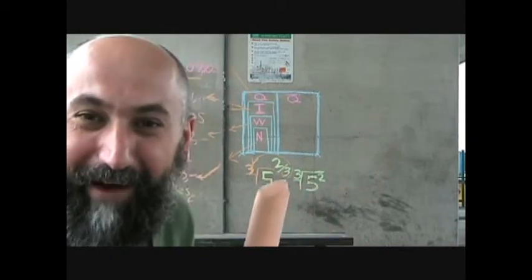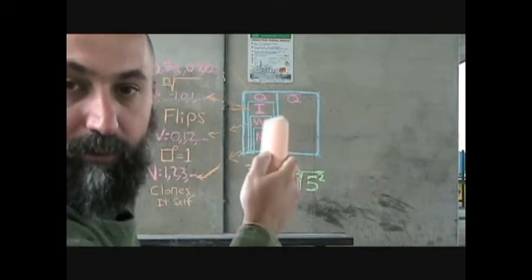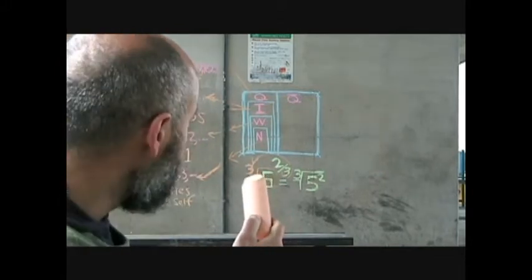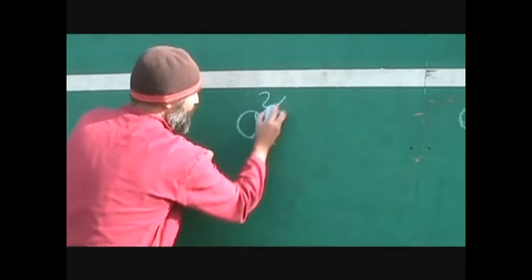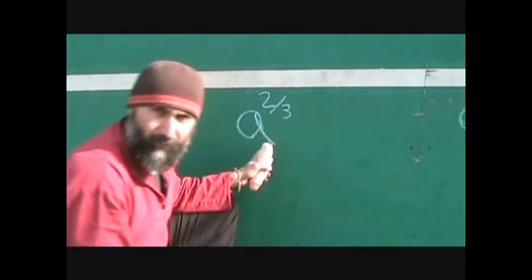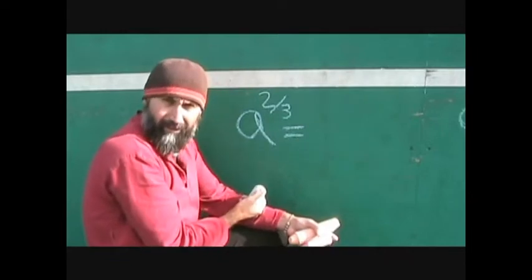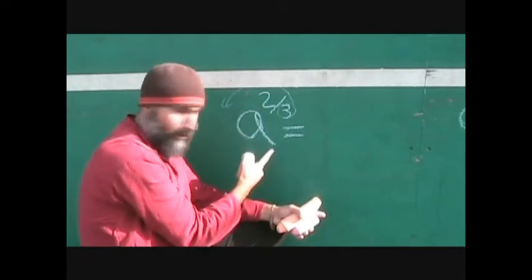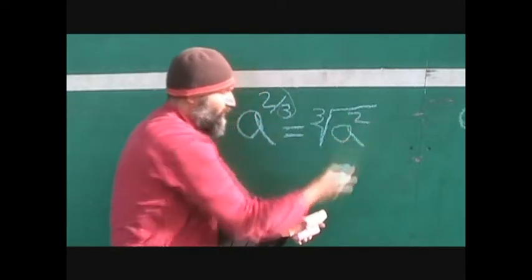So what we got is 5 to the power of 2 over 3. And what it does is it grabs the 3 in the denominator and moves it to the front of the 5. And it becomes the radical, the root symbol. So that's the way rational numbers work. a to the power of 2 over 3. And if you want to write this in radical form, you take the 3, you move it up front under the root symbol. So this would be the cube root of a squared.